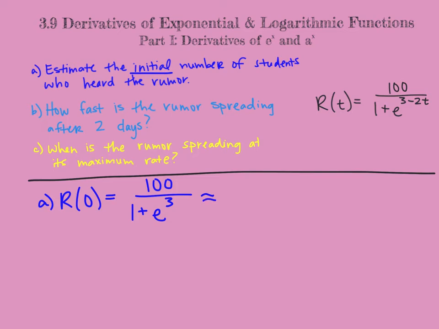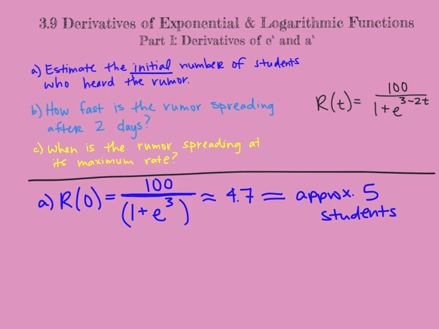When we plug that into our calculator, if you are not using the fraction function, be sure that when you divide 100 by the denominator, since the denominator is more than one term, you put it in parentheses. And so we end up getting 4.7. Now, since this is students, we can't have 0.7 of a student, so we're going to round to 5. So we're going to say approximately 5 students initially heard this rumor.